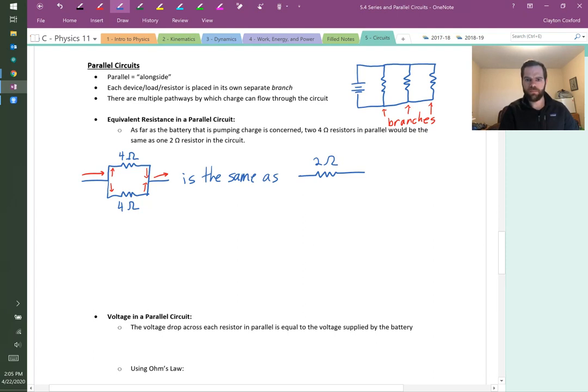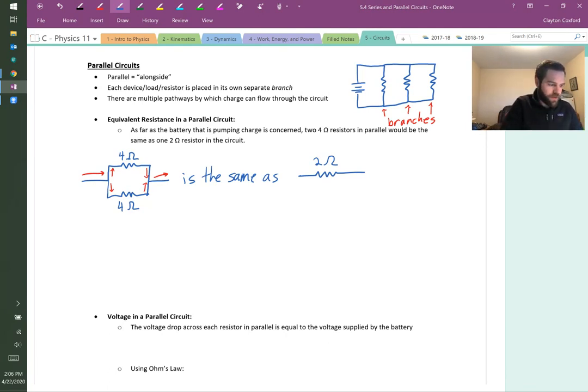And why is that? Why does the equivalent resistance of two 4 ohm resistors come down to 2 ohms? Well, let's think about it. If there's a bunch of particles flowing within this circuit, and there are multiple pathways for you to travel through, will that increase the resistance or decrease the resistance to that flow of charges? Well, if there's more paths, there's going to be less resistance. So having circuit elements in parallel will decrease the total resistance.